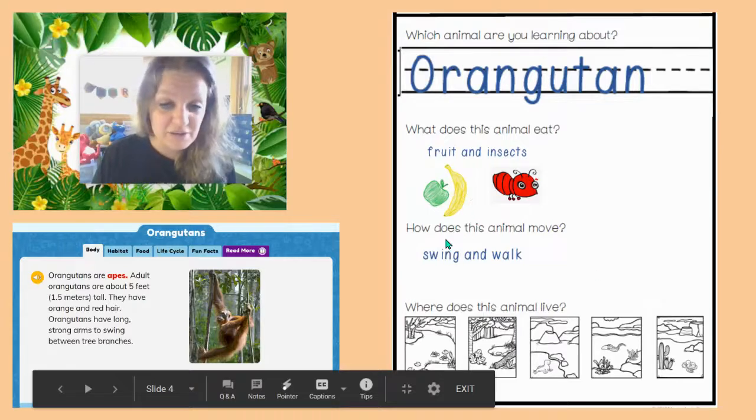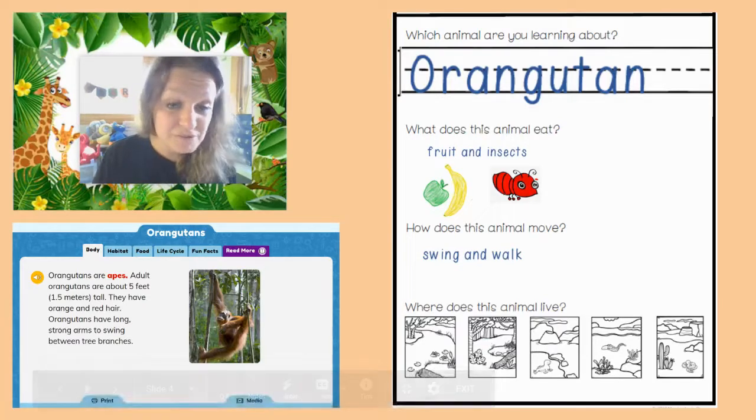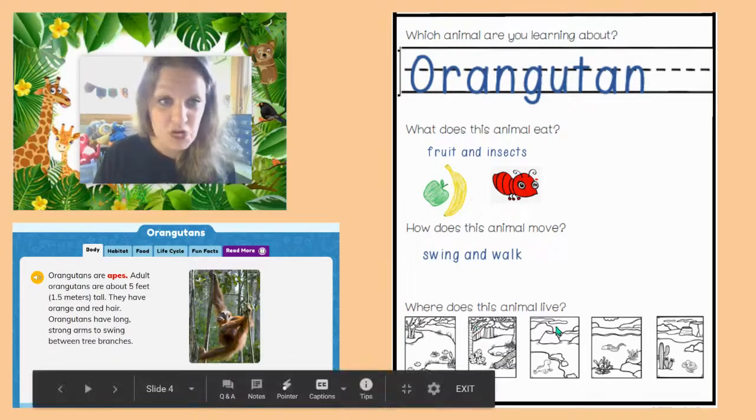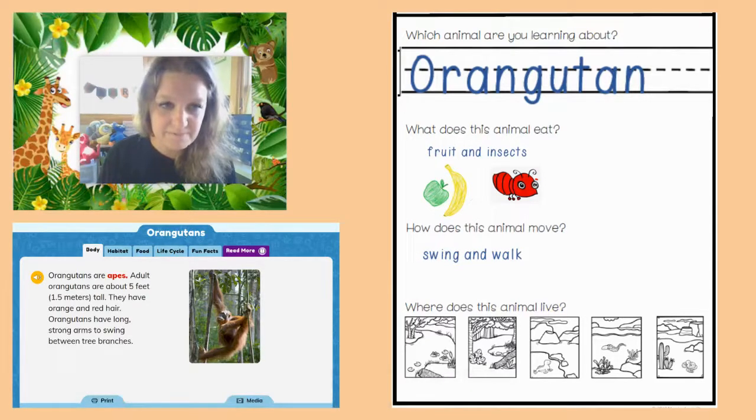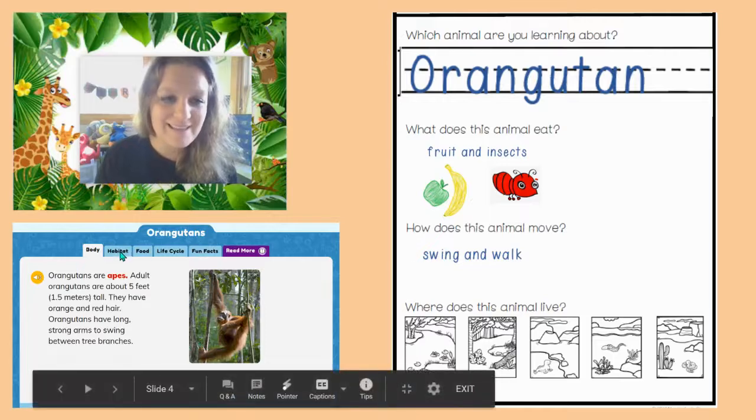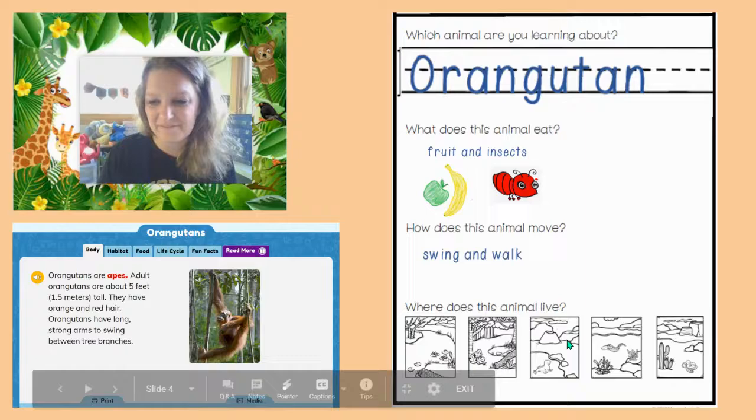So again, let's look at our pictures. We have a forest that has a river or lakes. We have a rainforest or a jungle. We have the Arctic. We have the ocean or a sea and the desert. Now, if I wanted to know where my orangutans lived, I'm going to click on the habitat because habitat means where animals live.